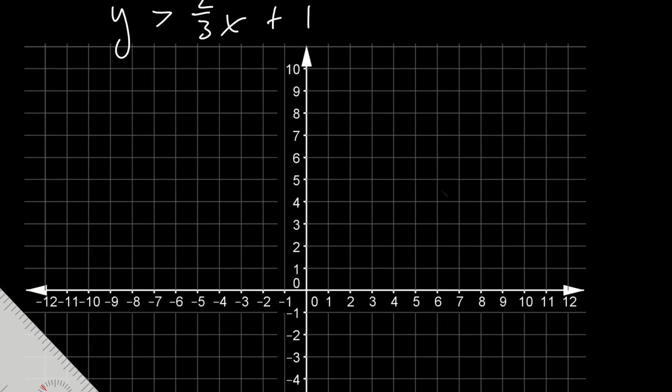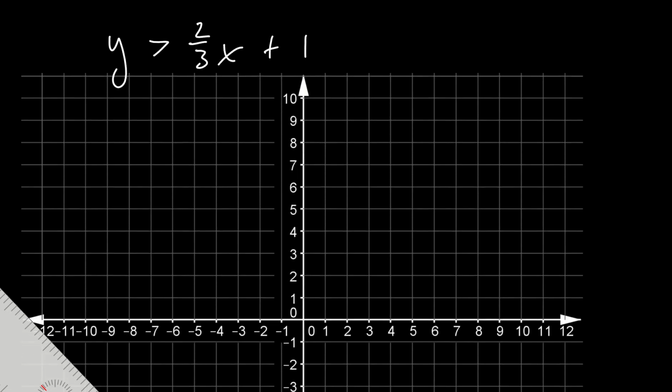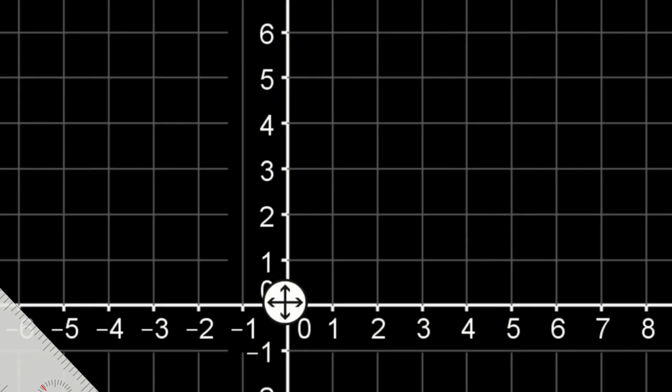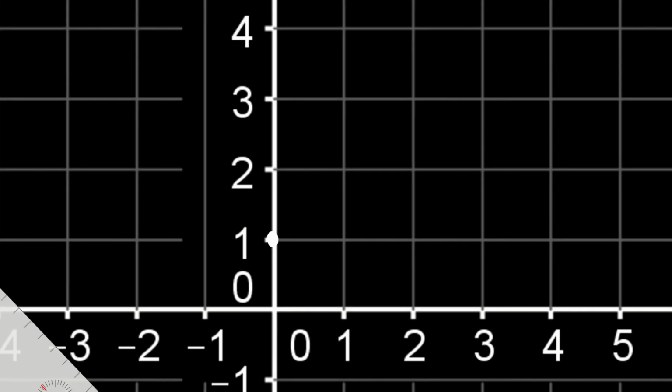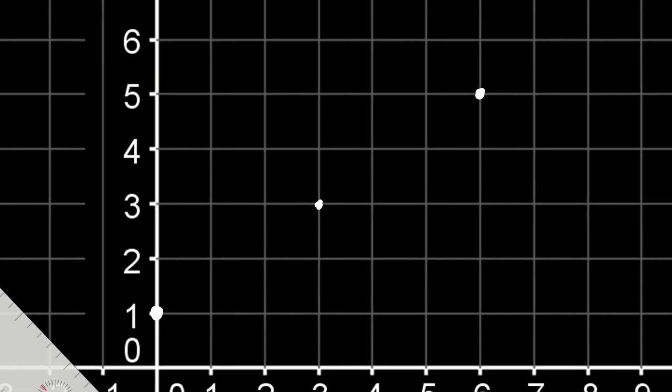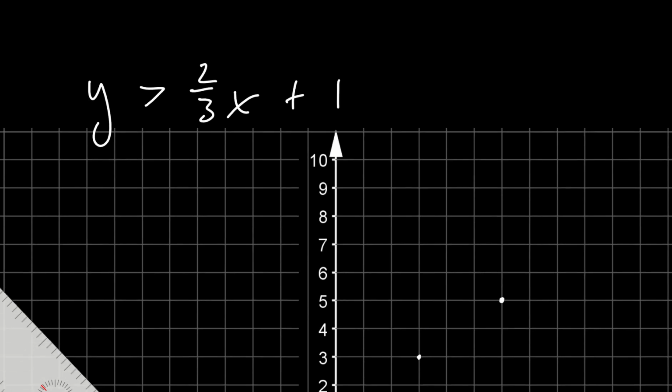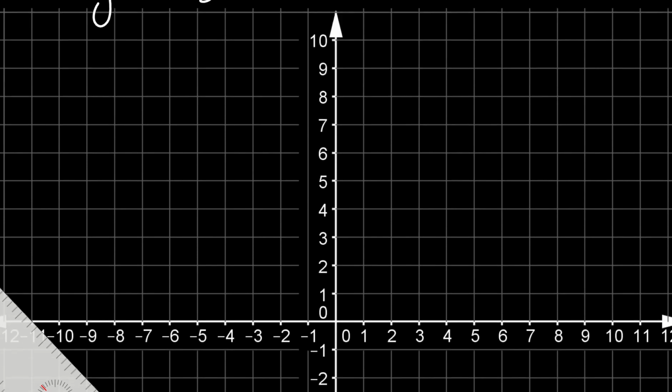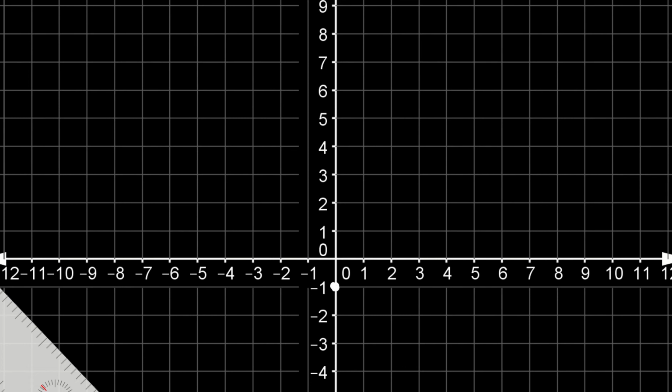It says graph y is greater than 2/3 x plus 1. So I've got a y-intercept at 1 right here, and a slope pattern of up 2 over 3. Oops, I was wrong. The y-intercept is at negative 1, isn't it? Yeah, in my book it says 2/3 x minus 1, so I got the wrong y-intercept there. We need a y-intercept at negative 1 and then up 2 over 3 units, up 2 over 3 units, up 2 over 3 units.